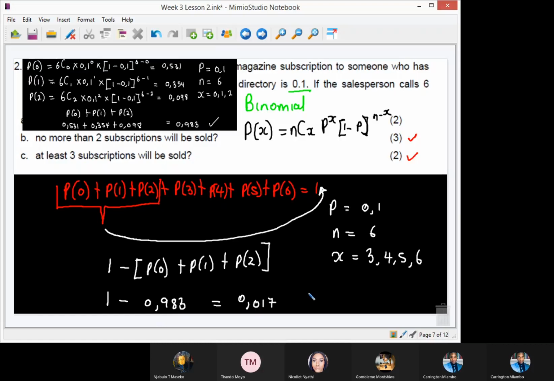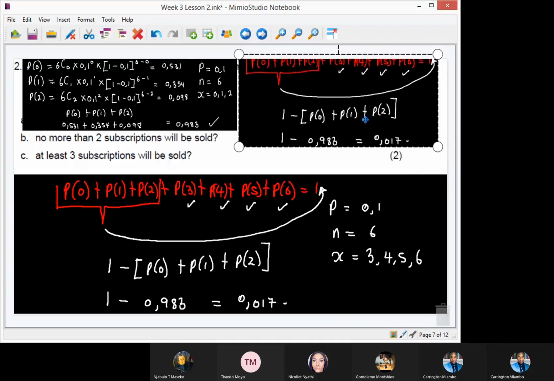If you want, you can take the longer route. You still get the same answer. You can calculate 3, 4, 5, 6. You still get the same answer as this, but you are simply wasting your time for 2 marks. Let's do it and see if we get the same answer. So we are going to calculate the probability for 3. So I'm just going to put it here. This one, just put it here. Also put it here.